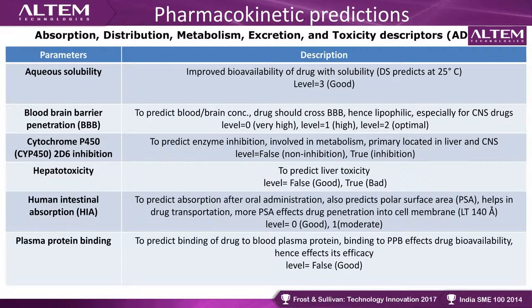The last parameter is the plasma protein binding, which is a very important one, I would say. When we are checking the efficacy of my drug candidate, it should not bind to the plasma proteins. If it is binding to the plasma proteins, that means it is not going to the targeted sites, so it is reducing the efficacy and of course the bioavailability of those candidates. That's why if my drug candidate is showing true, those are not good candidates, hence we have kept all those in the levels.